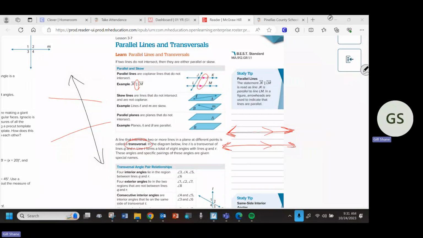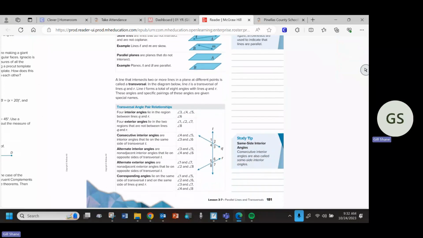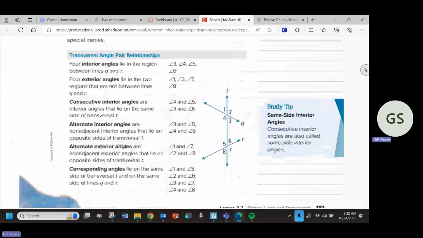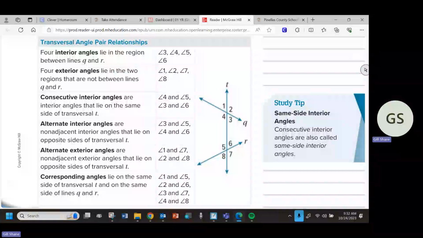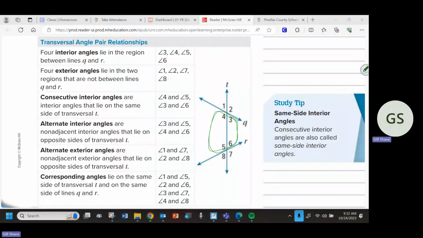So now look down here where it says transversal angle pair relationships. So I'm going to use a lot of these terms. Not going to quiz you on vocabulary, but I'm going to say them throughout this entire lesson today. Probably next lesson, we'll still be working on a little bit of this stuff. So you need to understand what I'm talking about. What's the word interior mean? Just interior. Inside. It means inside, right? So if we are talking about interior, we're talking about inside the two lines. So those angles that are inside are interior angles.